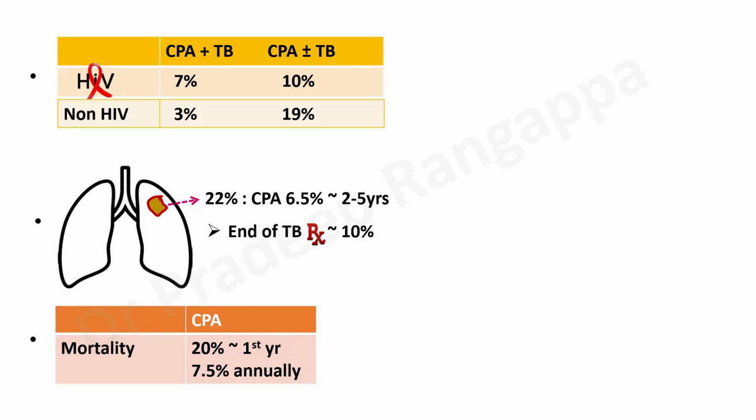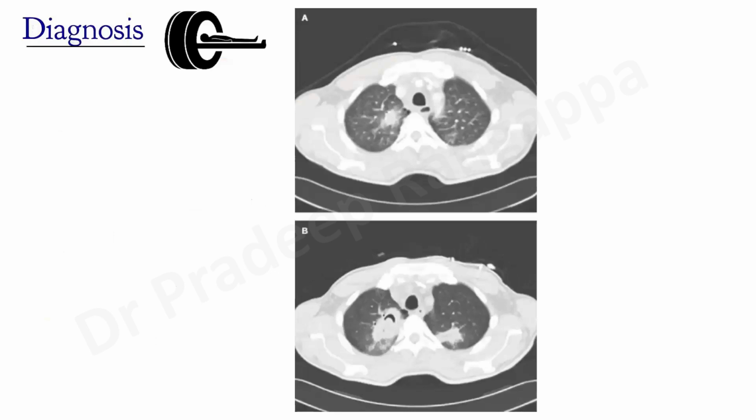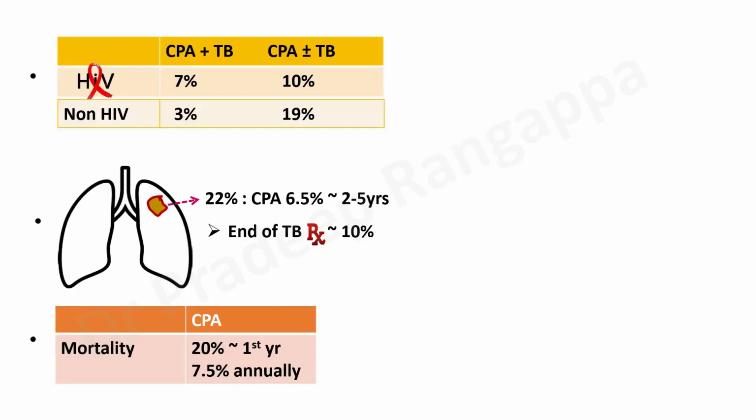If someone has a cavity, one should bear in mind that aspergillus can affect somewhere in the range of 2 to 5 years, and 6.5% of these patients with a cavity can get affected with aspergillus. That is something that one needs to keep in mind. So now we'll slowly move to the diagnosis.